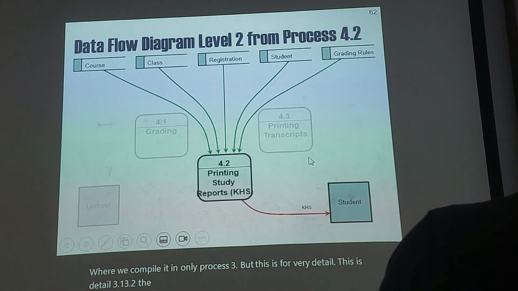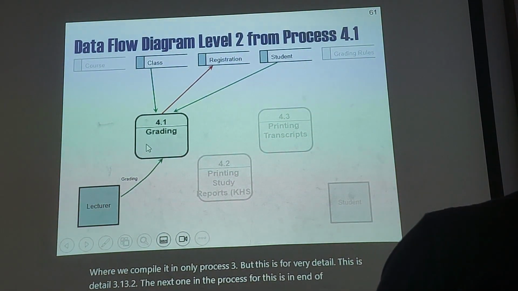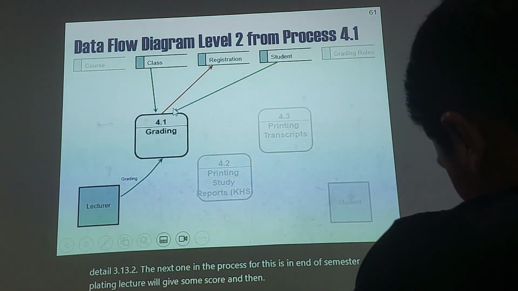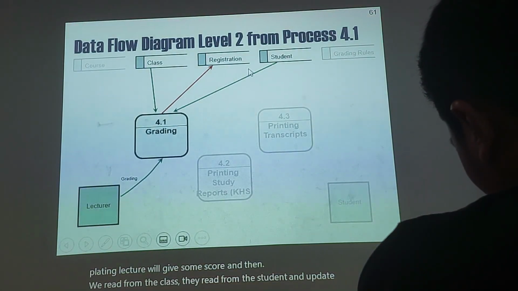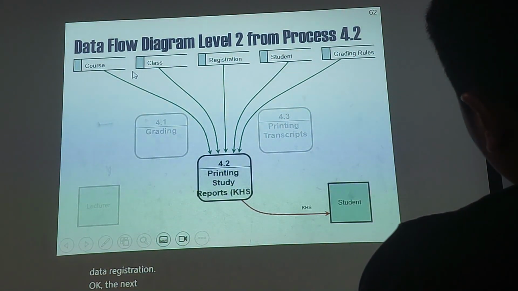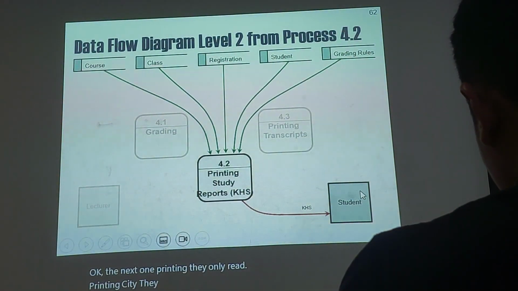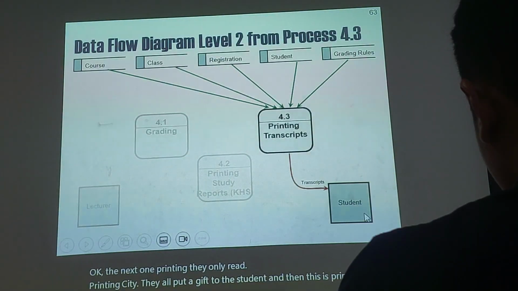The next one is process 4. At the end of the semester, grading, the lecturer will give some score, and then they read from the class, they read from the student, and update the data registration. Okay. The next one, printing, they only read printing study, they output it to the student, and then this is also transcribed to the student.